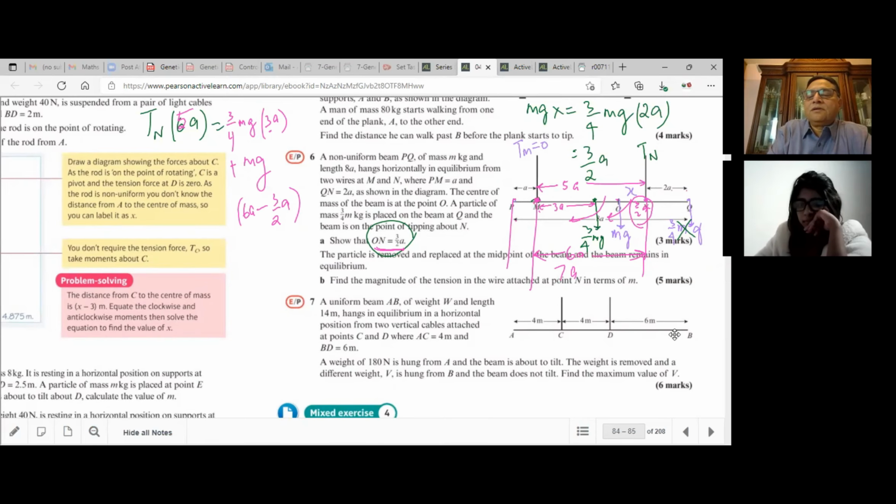Yeah. So you have to take away 2a and a, 3a, right? So we are left with 8 minus 3, 5a. So from this 5a, we have to take away 3 by 2. Yeah. So 5a. See, that's why I was confused.